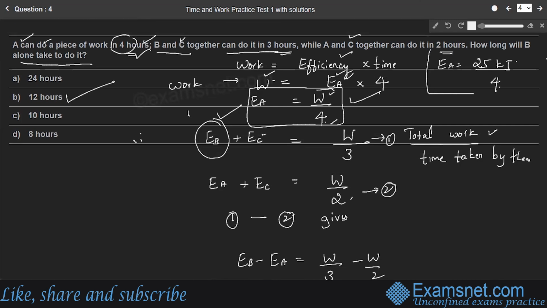Therefore, option B is the right answer. So B takes 12 hours. How long can B alone take to do it? B will take 12 hours to complete the whole work, W amount of work. Hence, option B is the right answer.